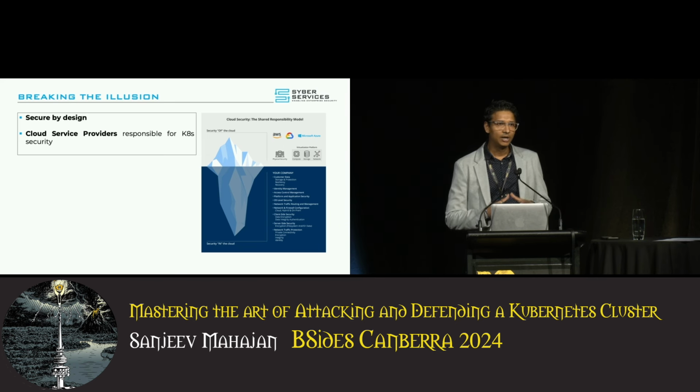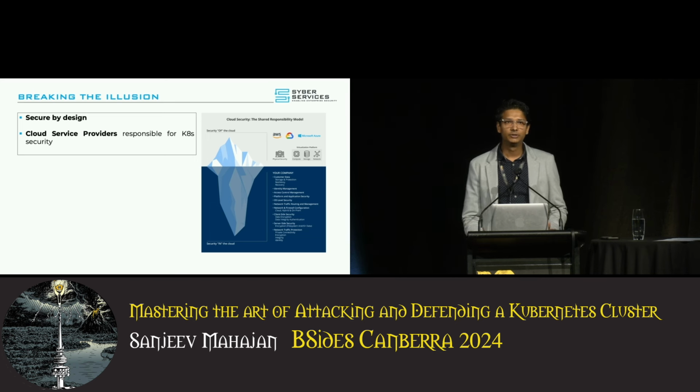It means that when it comes to Kubernetes cluster security, the role or the remit of the cloud service provider is only to make sure that they have control over the physical security of the physical machines, like data centers.